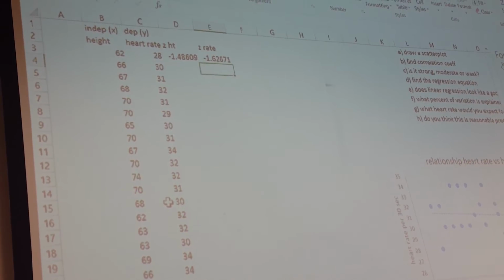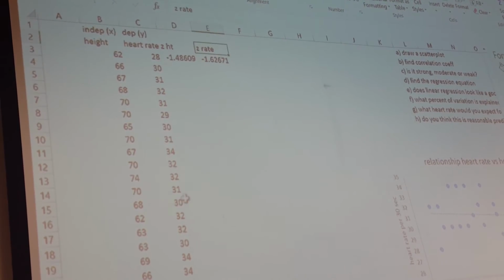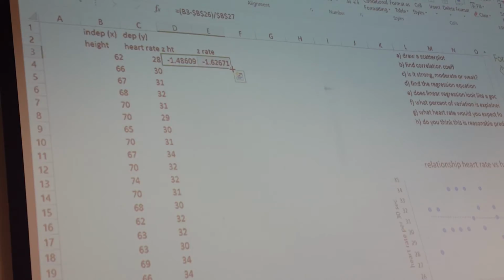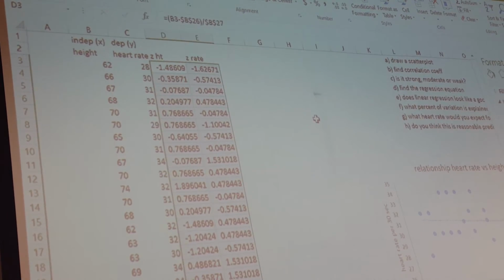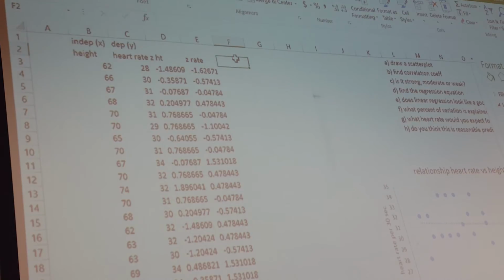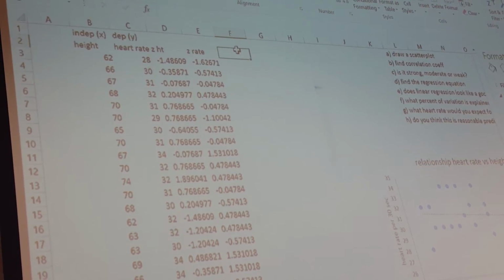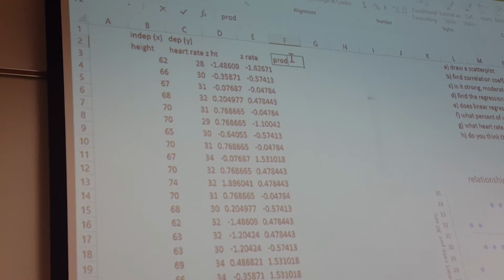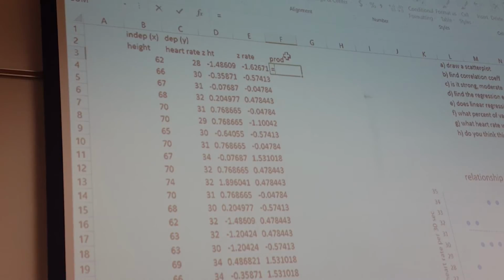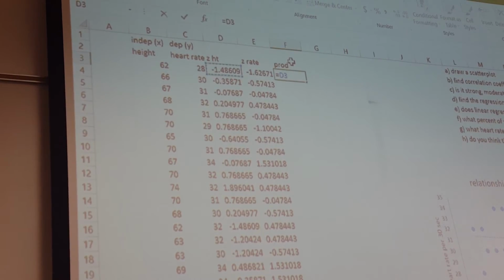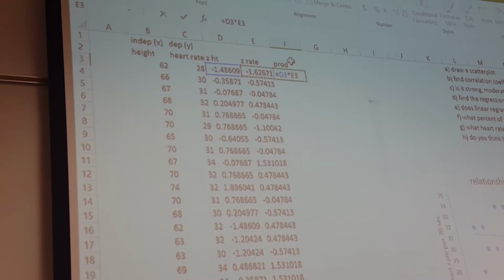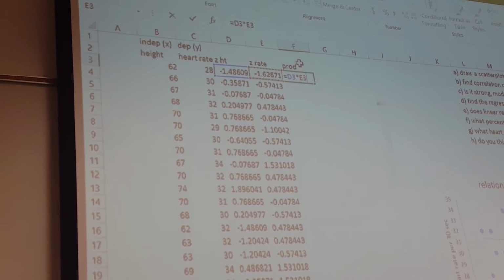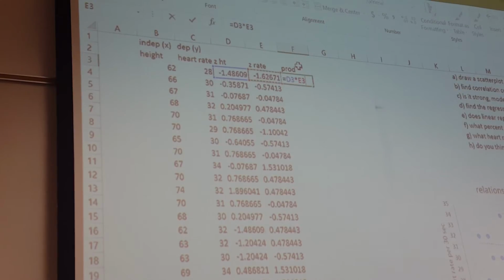Now you can just drag the plus, or you can double click, to drag both of those down. Then you multiply. Where in this equation do we need the z-score? This is a z-score equation, and so is that. Then we multiply the product of z heart rate versus z height, the 1.48 times the 1.62. You don't need absolute references here.